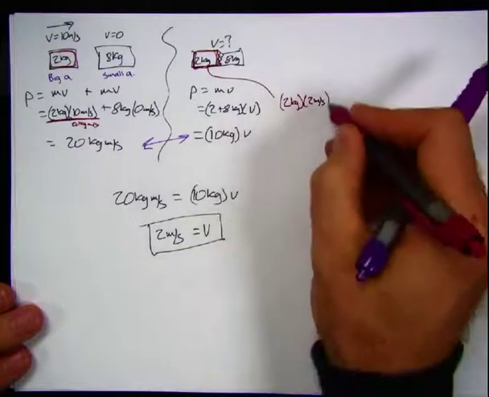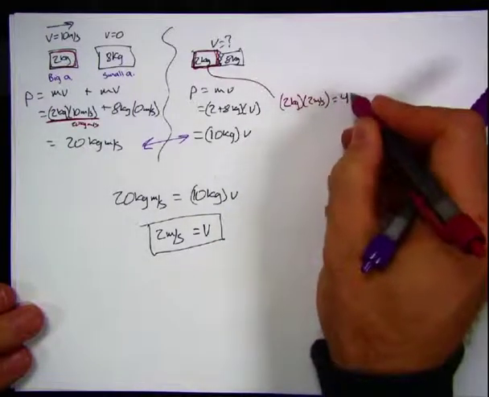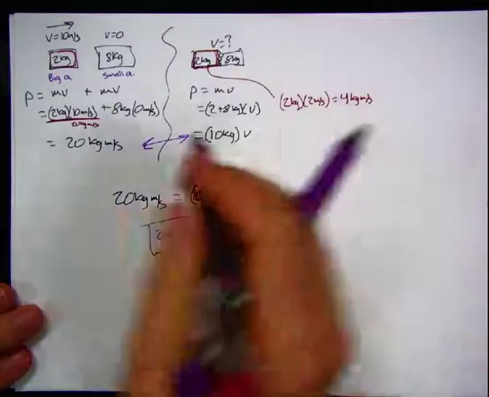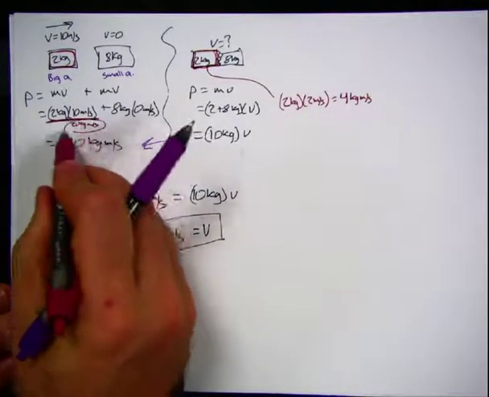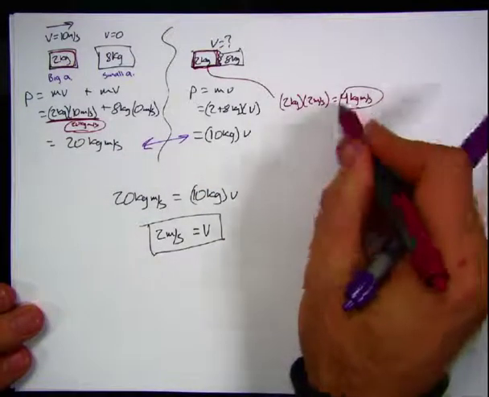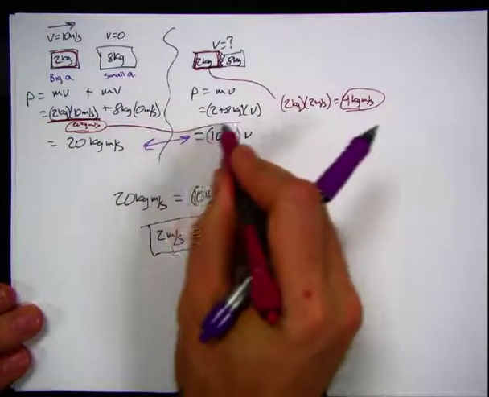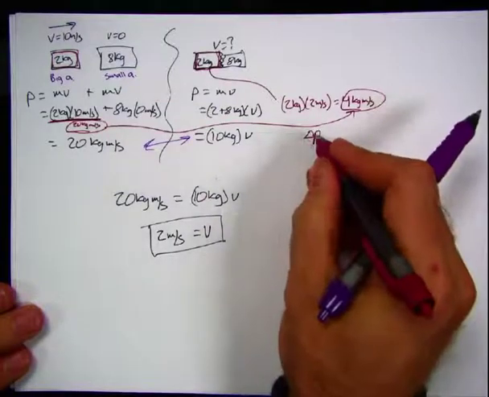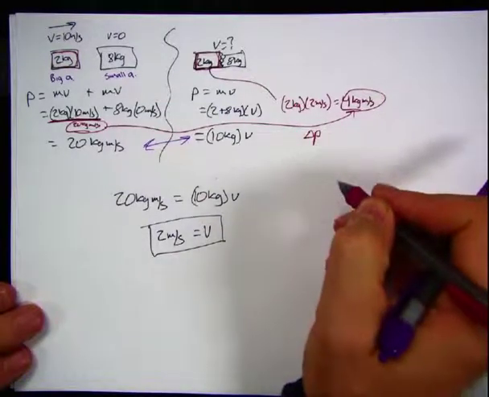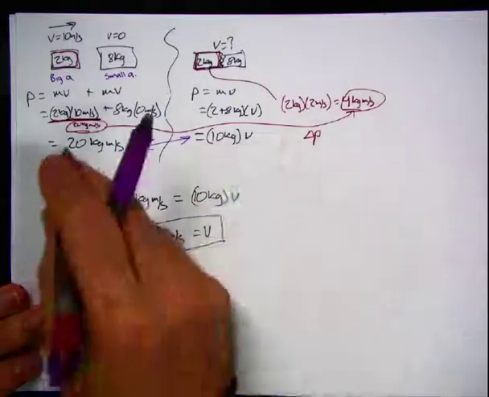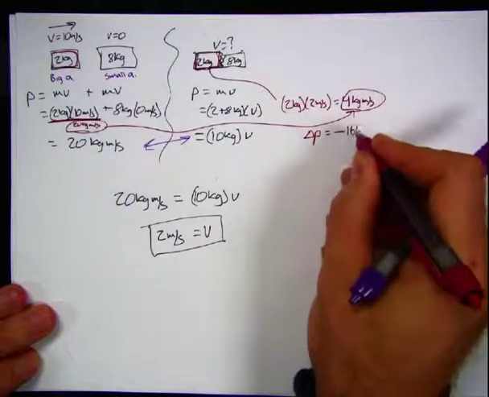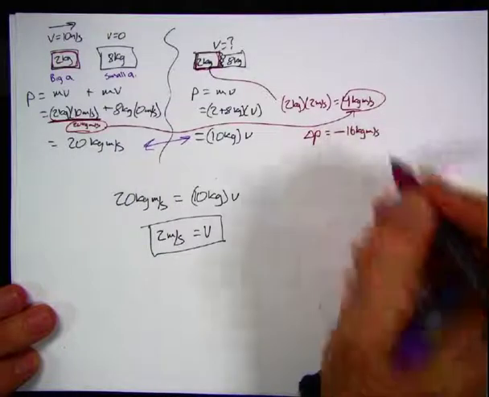So afterwards, it has 4 kilogram meters per second worth of momentum. Look at what happened to the 2 kilogram box. It had 20 kilogram meters per second, and now it has 4. The change in momentum, the impulse for the 2 kilogram box, went from 20 to 4.